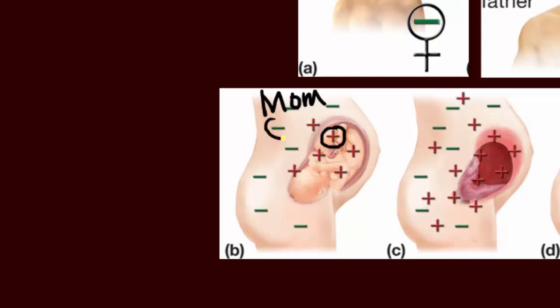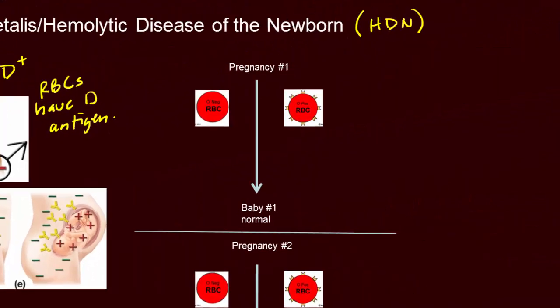So mom has a negative blood type, baby has a positive blood type, because baby got the gene for the positive blood type from dad, because dad was positive, so he passed the positive gene on to baby. Okay, so let's take a look at what happens.